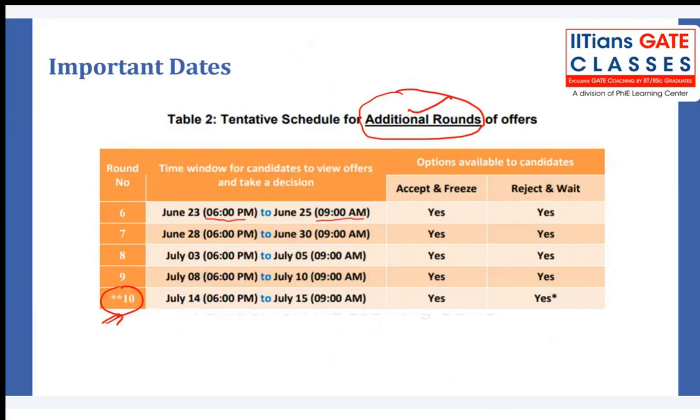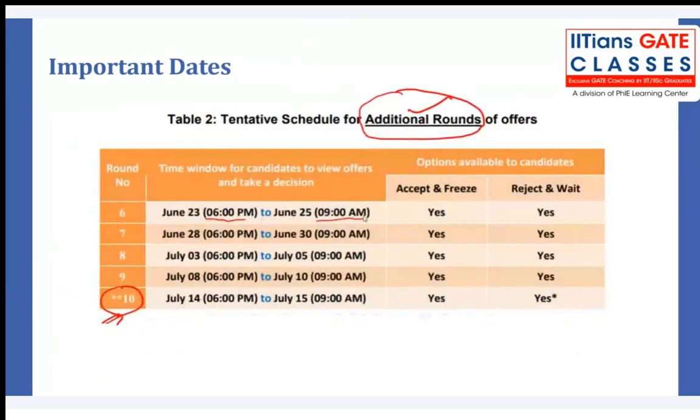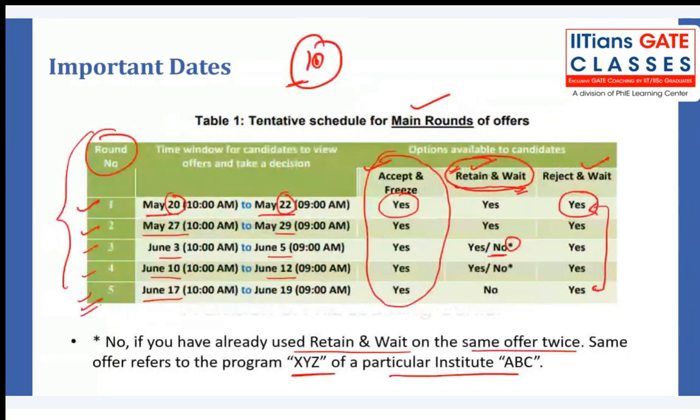So you see here what is the difference between main rounds and the additional round. In the additional round there is no retain option here, right? You have only two choices, accept and freeze or reject and wait, right? Because till the fifth round, you should be able to finalize everything. So what you have to do here is only two things.